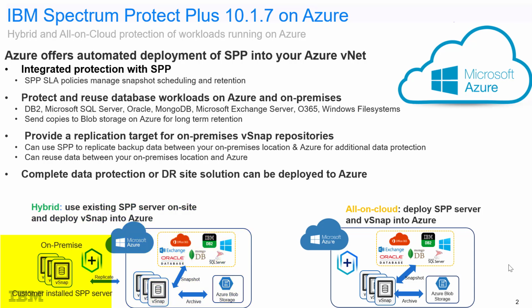is installed in the customer's environment and a vSnap is installed inside of Microsoft Azure. Or it can be installed as an all-on-cloud solution where both the Spectrum Protect Plus server and vSnap are installed directly into Microsoft Azure. Now, both of these give you the ability to protect and reuse database workloads on Azure, and they provide a replication target for your on-premise vSnap repositories.